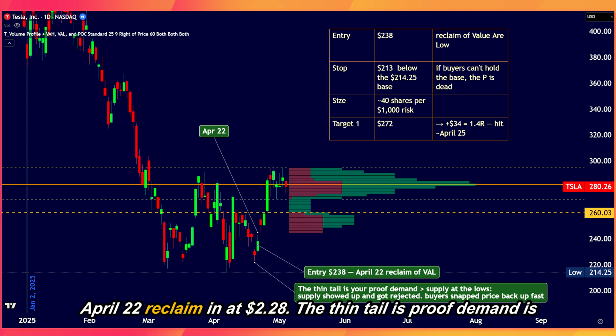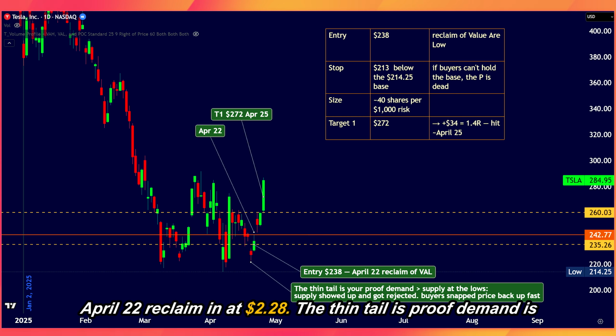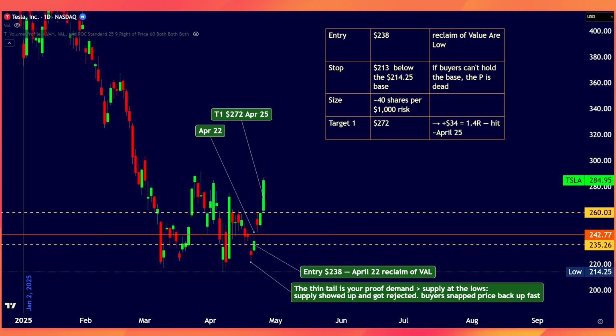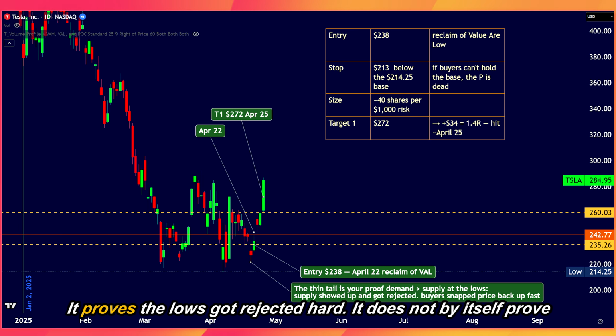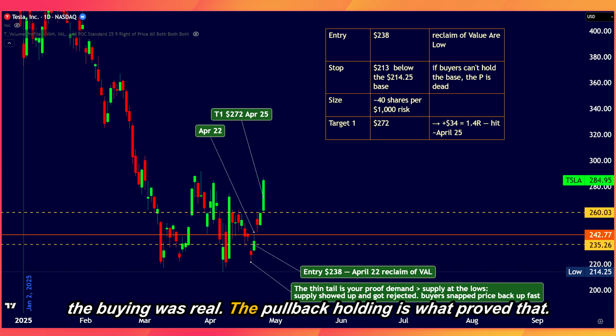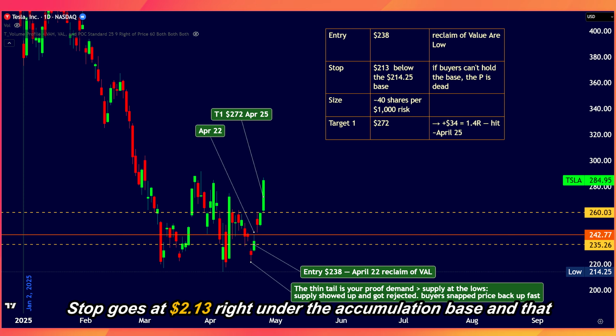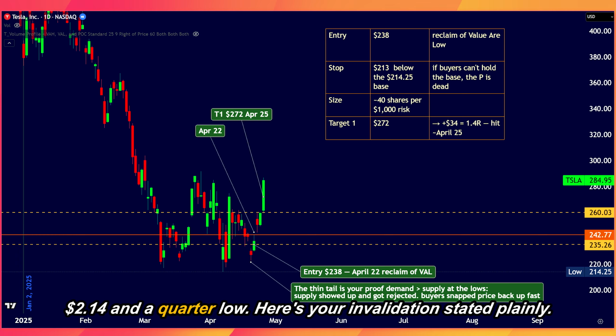April 22nd reclaim in at 228. The thin tail is proof demand is greater than supply at the lows. That's right. Just know what it does and doesn't prove. It proves the lows got rejected hard. It does not, by itself, prove the buying was real. The pullback holding is what proved that. Stop goes at 213, right under the accumulation base, and that 214 and a quarter low.